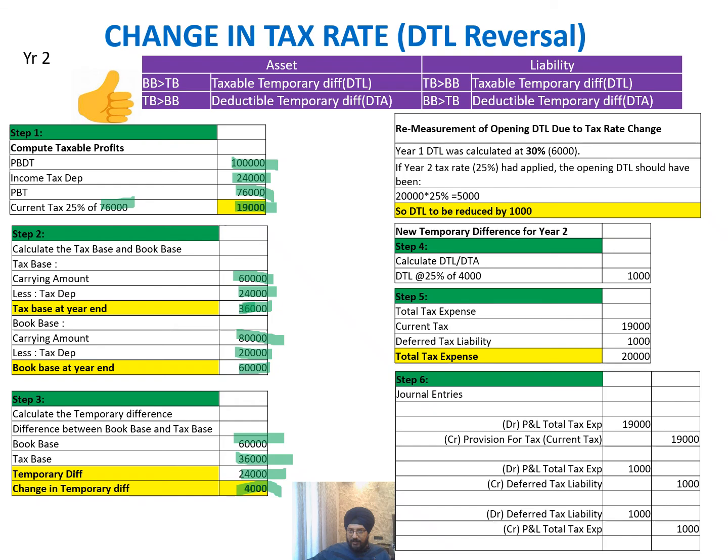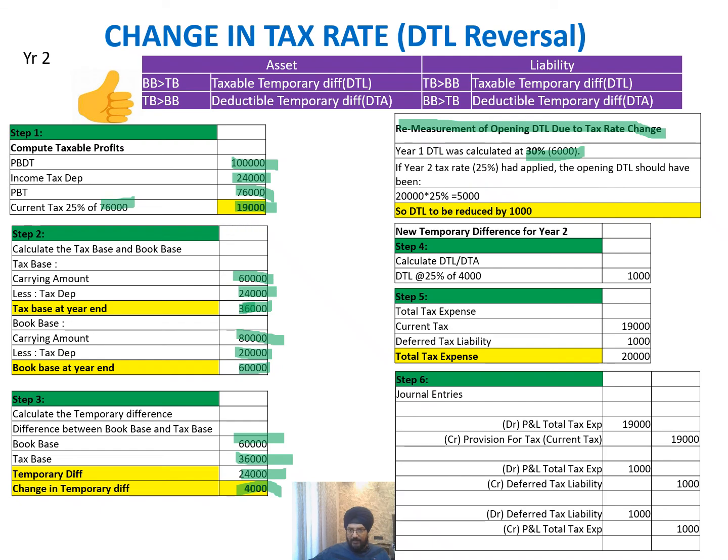Year one DTL was created at 30%. Now this is a typical scenario wherein we have to do the remeasurement because we have a rate change impact here. So what we are going to do first is remeasurement of the opening DTL due to the tax rate change. My opening DTL was 30% of 20,000, which is 6,000.